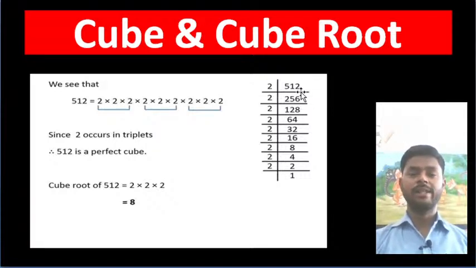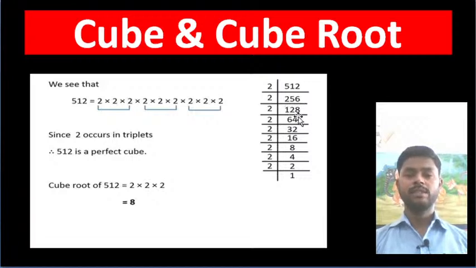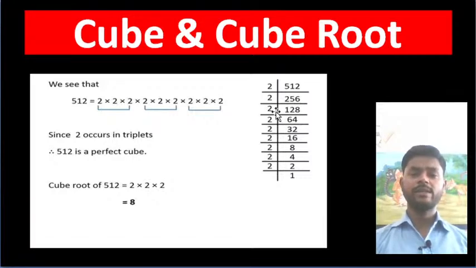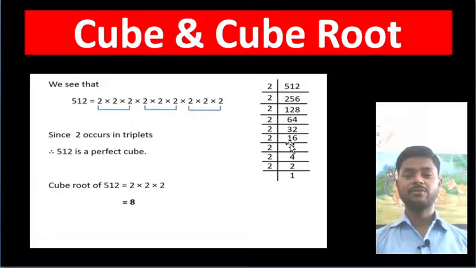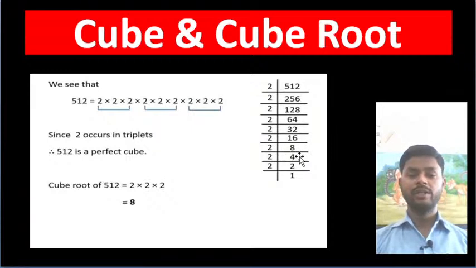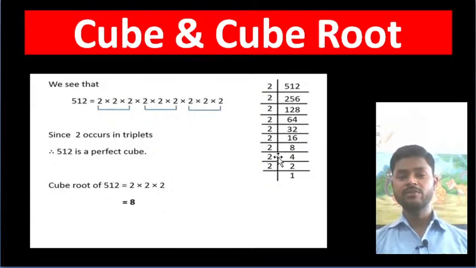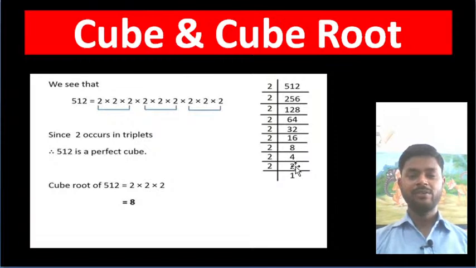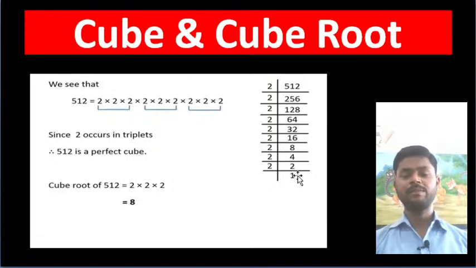First of all, 512 divided by 2 will be 256. 256 divided by 2 will be 128. 128 divided by 2 will be 64. 64 divided by 2 will be 32. 32 divided by 2 will be 16. 16 divided by 2 will be 8. 8 divided by 2 will be 4. 4 divided by 2 will be 2. And 2 divided by 2 will be 1.